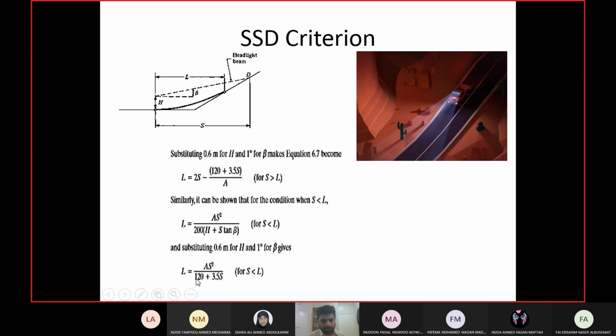So this last one is a simplified form of this equation, and they did not include the actual equation for this scenario. The actual equation is similar to this one. This factor was actually 200 in bracket H plus S tangent beta, same as this one. Then they put the value of H and tangent beta, and they got this factor. So it was 2S minus 200 into H plus S tangent beta, upon A. I forgot to write that equation. I just wrote the simplified form of the equation.